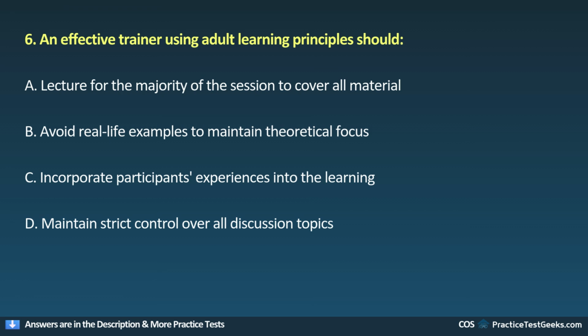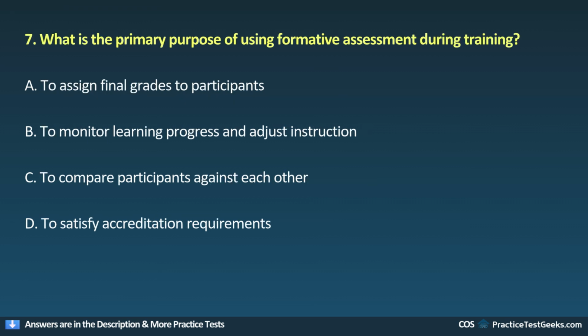6. An effective trainer using adult learning principles should: A. Lecture for the majority of the session to cover all material. B. Avoid real-life examples to maintain theoretical focus. C. Incorporate participants' experiences into the learning. D. Maintain strict control over all discussion topics.